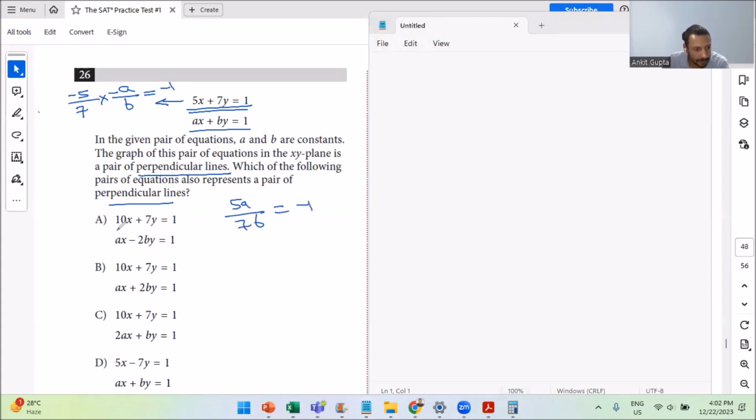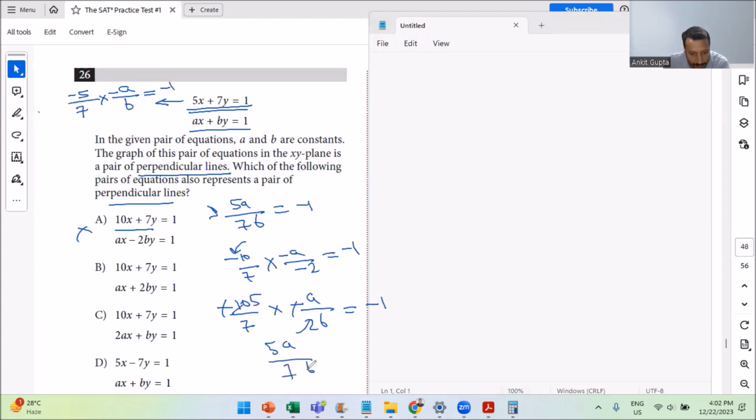Let's try doing the same thing for this line. So if we do it for this, so minus 10 divided by 7 multiplied by minus a divided by -2 is equal to -1. We can ignore this directly because there's an extra negative sign here. So it will never be equal to this. Let's do for the second one, minus 10 by 7 multiplied by minus a by 2b is equal to -1. The sign cancels out, so we will hold this. 2 and 10 will cancel out. So we'll get 5a by 7b is equal to -1, which is correct. So that means answer will be option number B in this case.